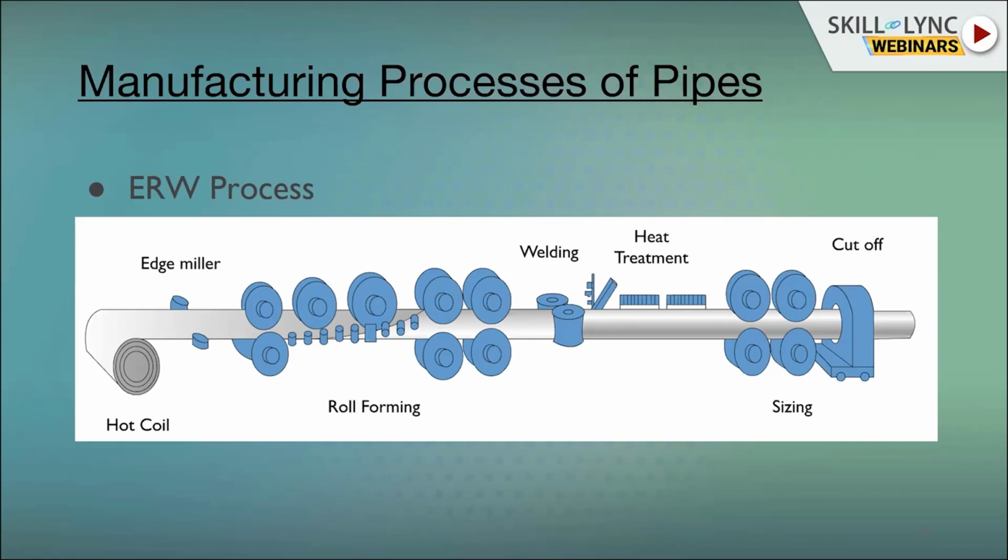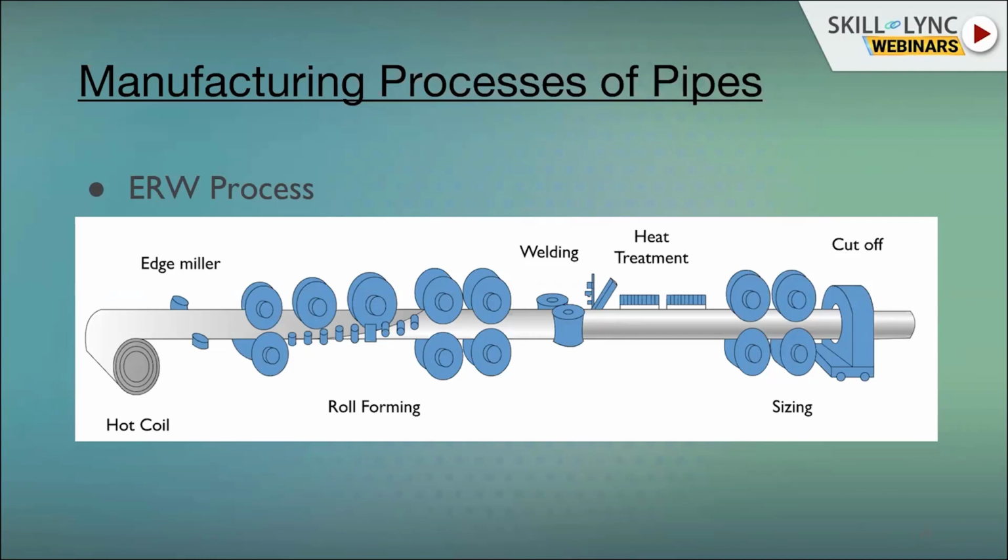After that process, the plate will be passing through the rollers, and it will be forming into a circular shape. As soon as it is formed into the circular shape, roll forming is done. Your pipe will be formed here only. Roll forming, pipe formation is the stage.